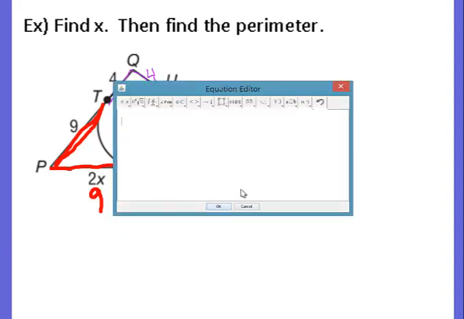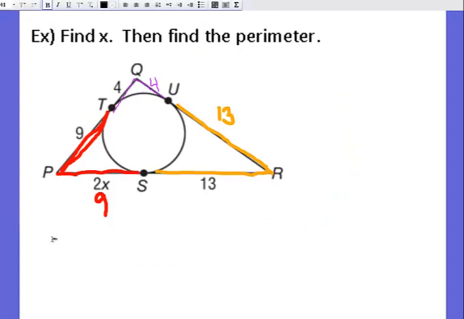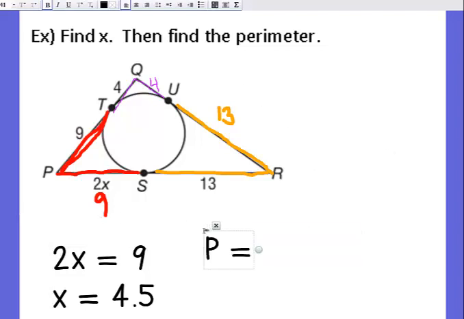And so if I want to solve for x, I can set up 2x equals 9. And then you divide by 2, and x is 4.5. So let's find x. And then the perimeter, you're going to add up all of the sides. So for PQ, we have 9 plus 4, which is 13. So side PQ is 13.